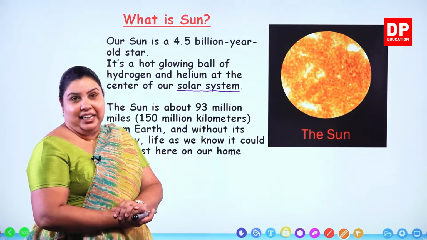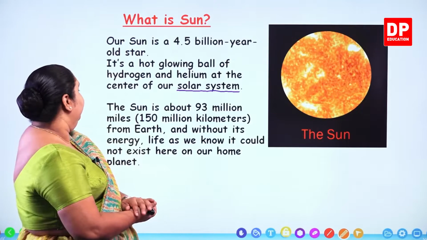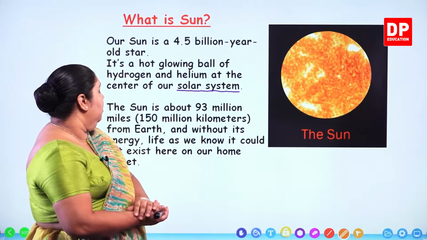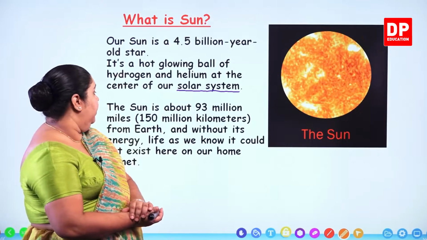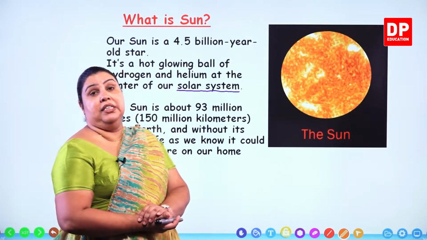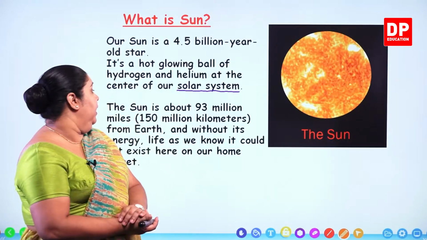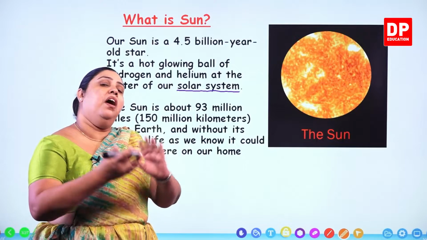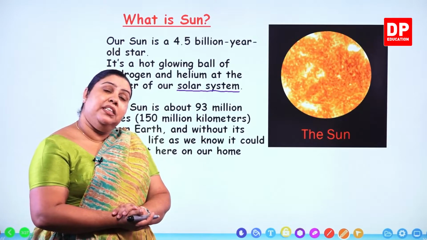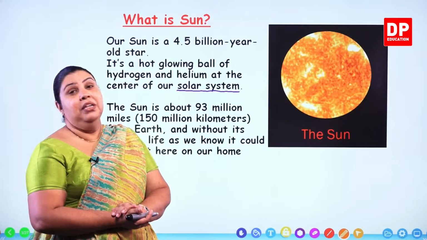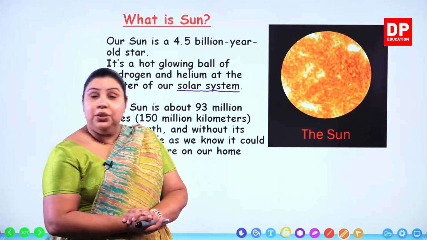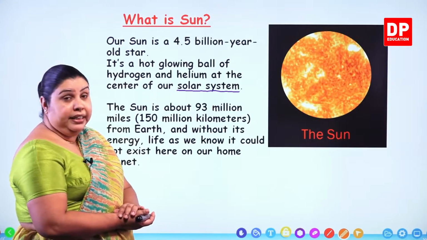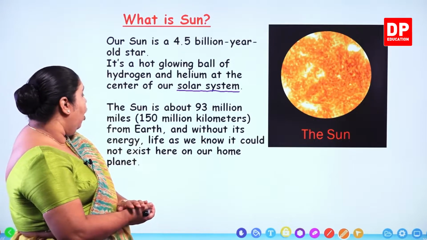It sends us its light, even from that far. Right. The sun is about 93 million miles, or 150 million kilometers. That's far, far away, up in the sky, in the solar system, where the sun shines. The sun is about 93 million miles from Earth.